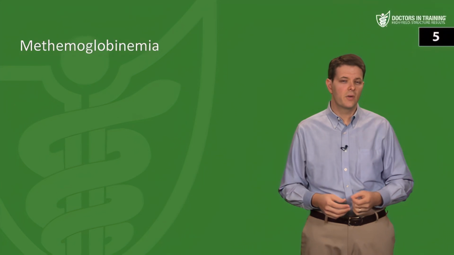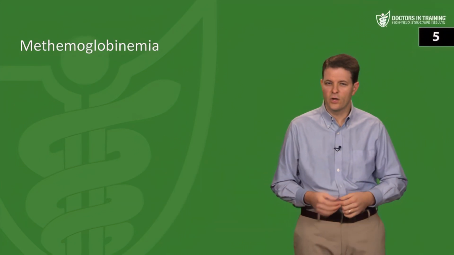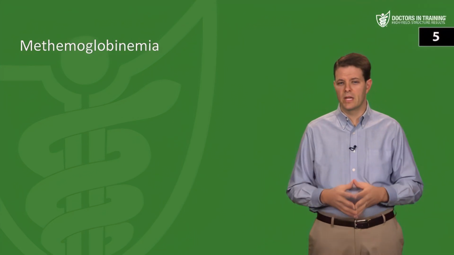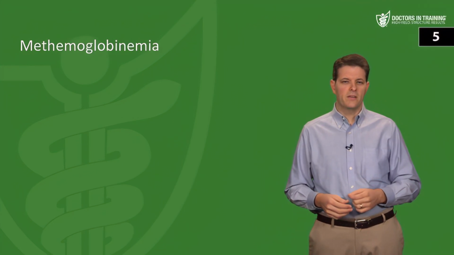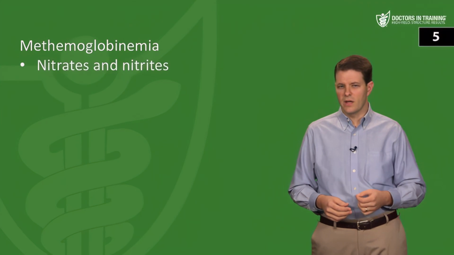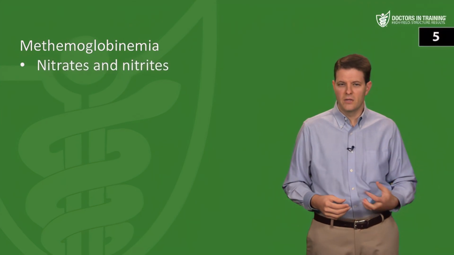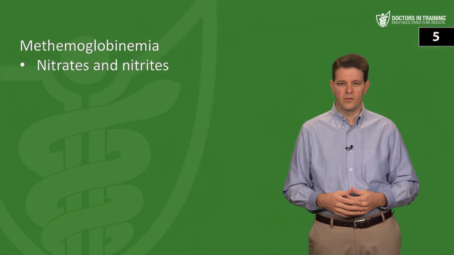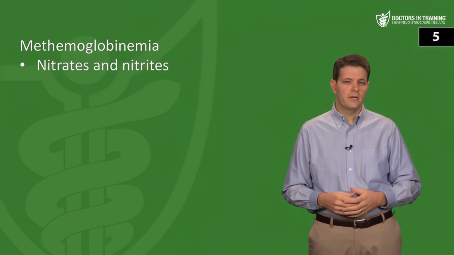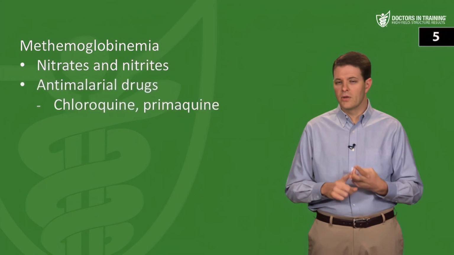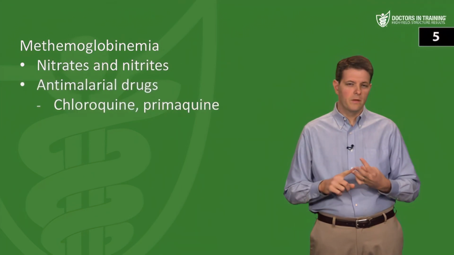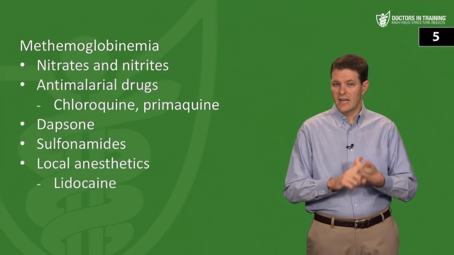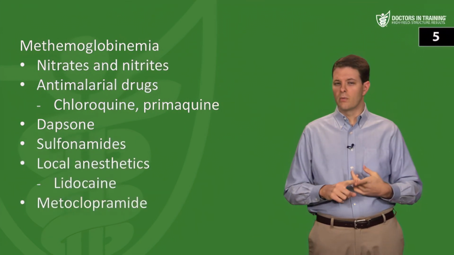In the study guide, there's a question that says, what substances are known for causing methemoglobinemia? Well, methemoglobinemia is mostly caused by medications. One of the most common medications that causes this is nitrates and nitrites. So if you have a patient having an MI and you start a nitroglycerin infusion, that's more likely to elevate methemoglobin levels over time. Other drugs that can cause methemoglobinemia include anti-malarial drugs like chloroquine and primaquine, dapsone, sulfonamides, local anesthetics like lidocaine, and also metoclopramide.